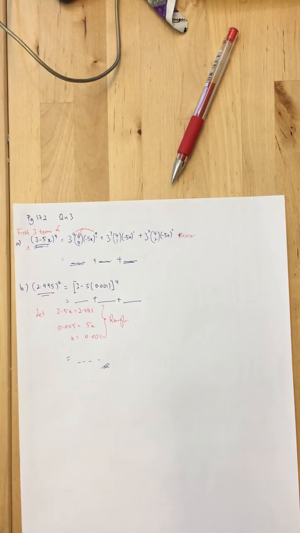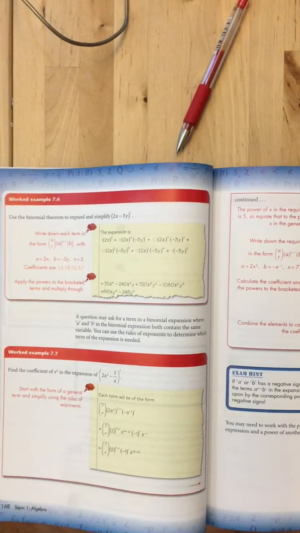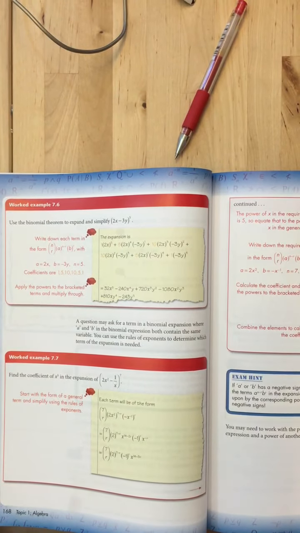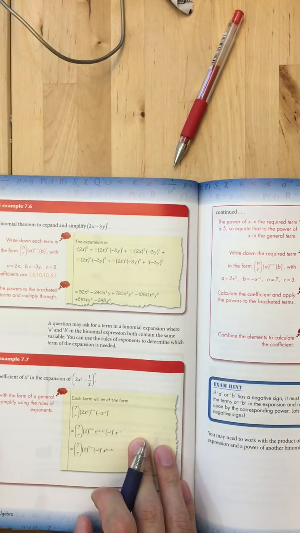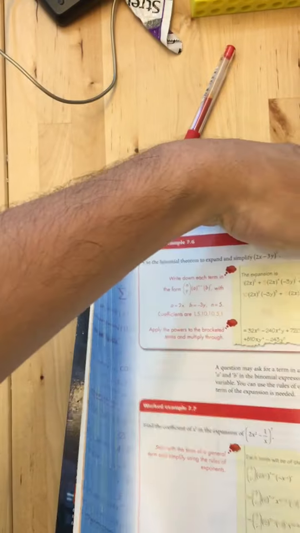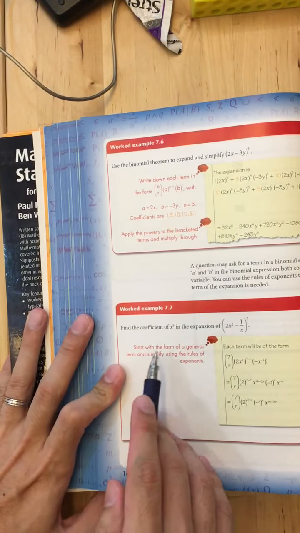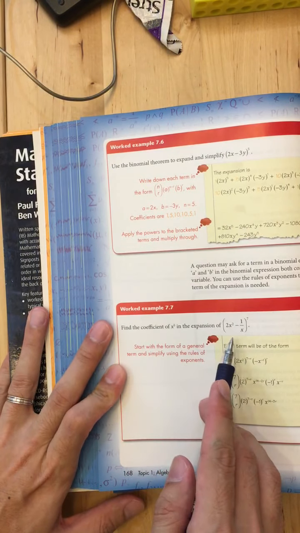So what is the next, or probably the last, important thing that you must know? Can you flip to page 168 of your textbook? I'll just use the textbook to explain to you. So on page 168, your worked example 7.7. Find the coefficient of x to the power 5 in the expansion of this, right?